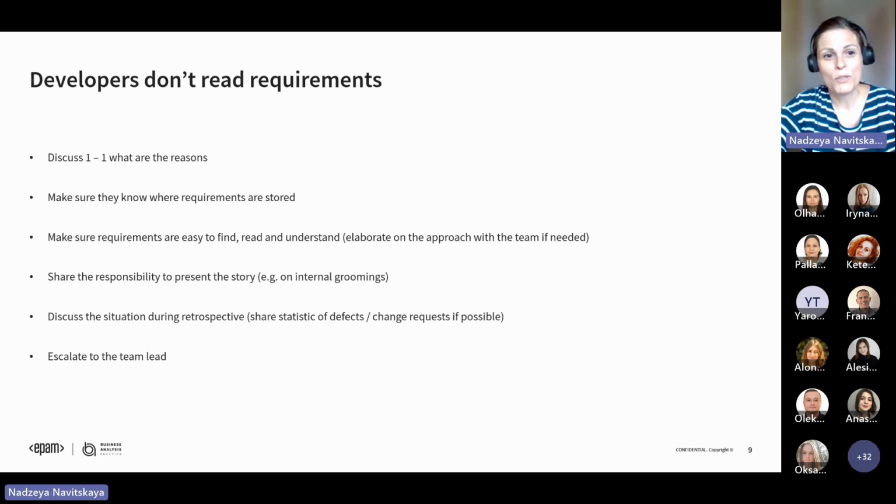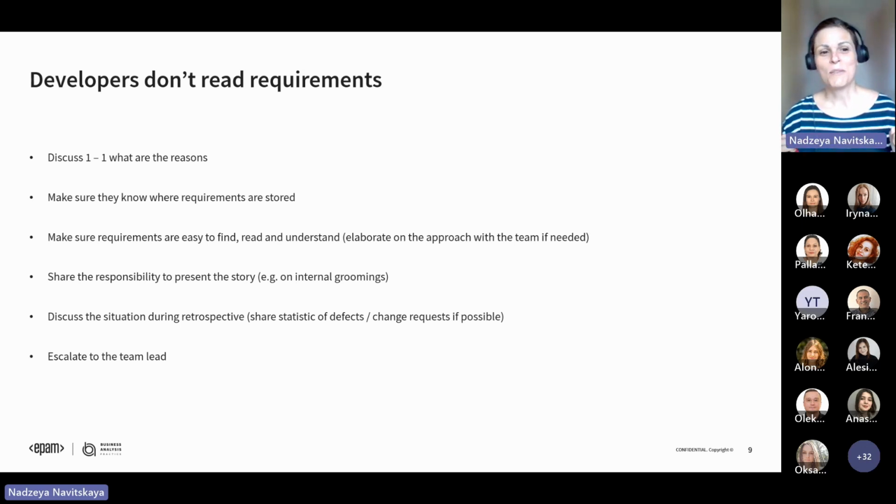Also make sure requirements are easy to find, to read and understand, because sometimes business analysts may think, okay, everything is understandable, I provided information in a well-structured way. Sometimes developers would appreciate it if you elaborate with them on the approach which is better for the team and easier for them to understand.